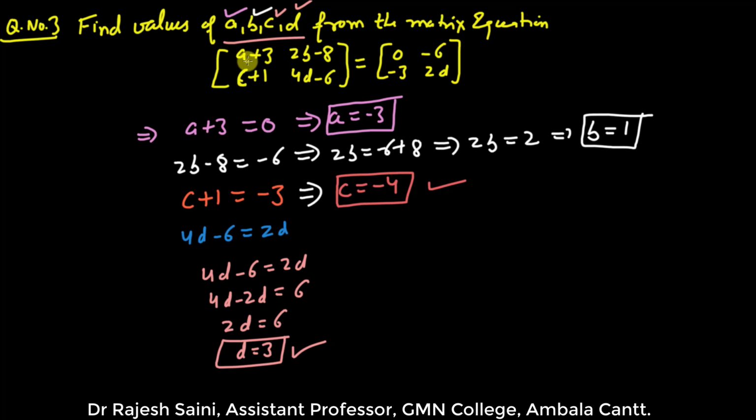So the concept that we have used over here is that if the matrices are equal, then they are equal element wise, and we compared their elements and calculated the values of a, b, c and d. So this question was to find the values of a, b, c and d that we have calculated. So that's all I have from this lecture, and I hope that you will be able to understand how to use scalar multiplication and matrix addition in solving matrix problems.